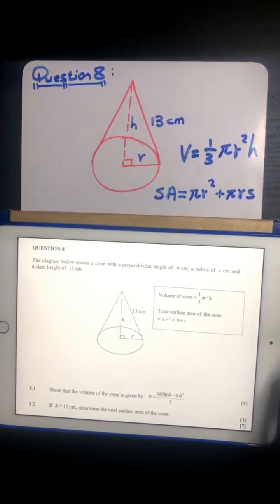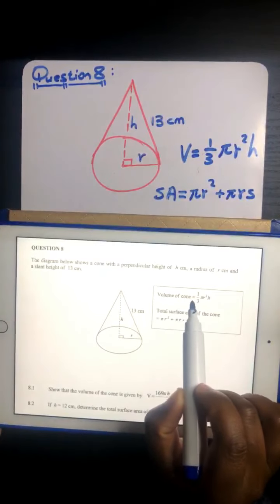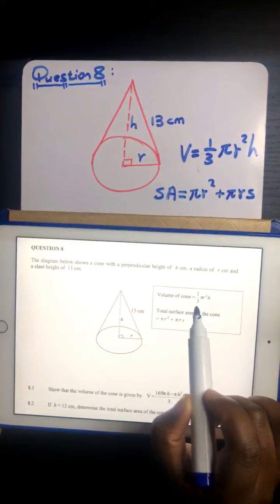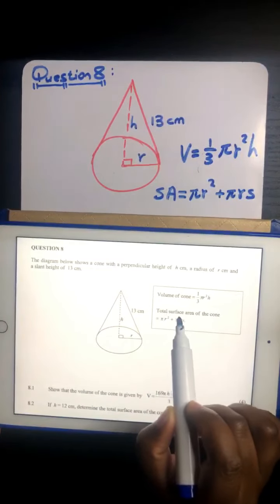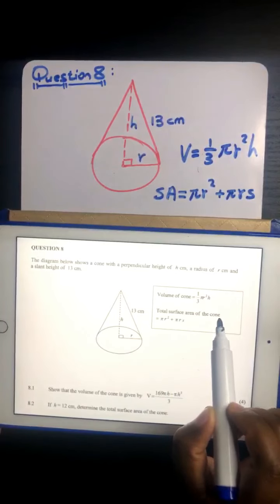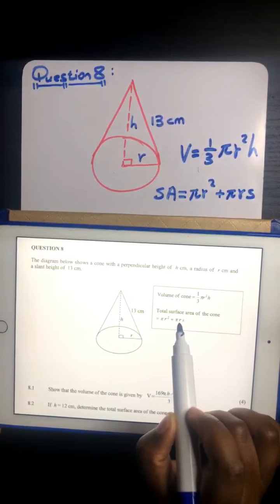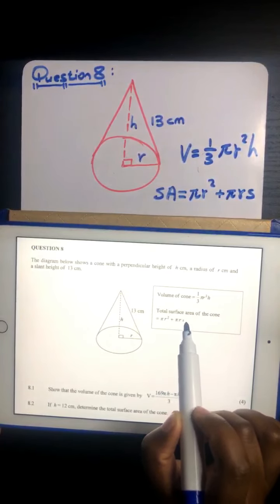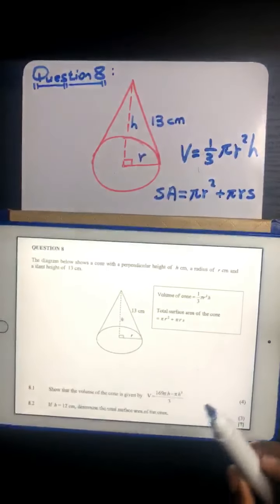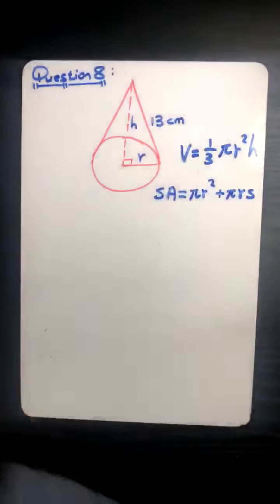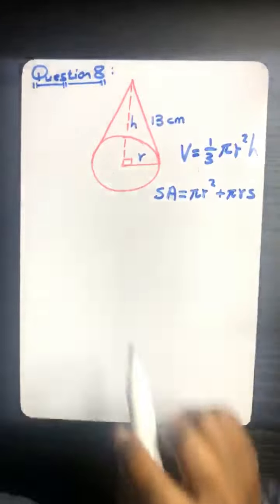In addition to that, can you see, they say the volume of a cone is equal to 1/3 pi r squared h. Total surface area of the cone is equal to pi r squared plus pi r s. So that s is actually for the slant height. So let me remove all of this and try to do a bit of an interpretation of that.